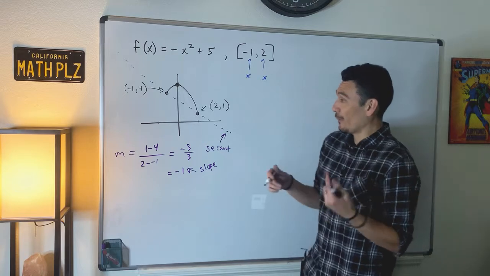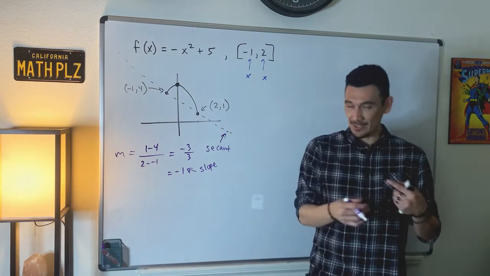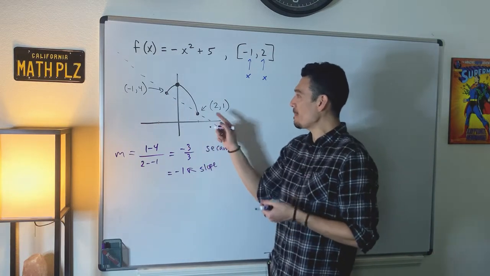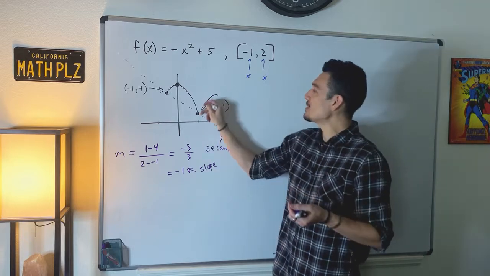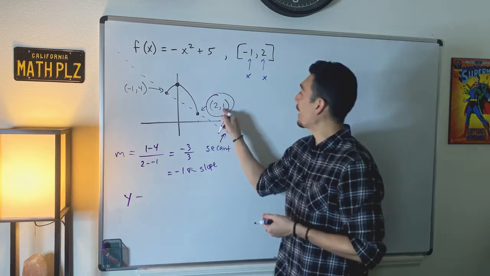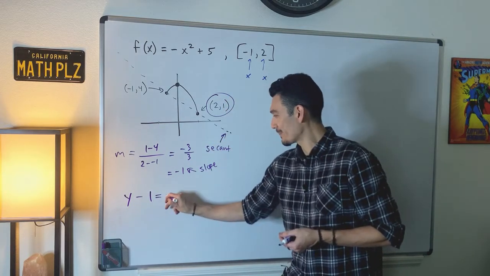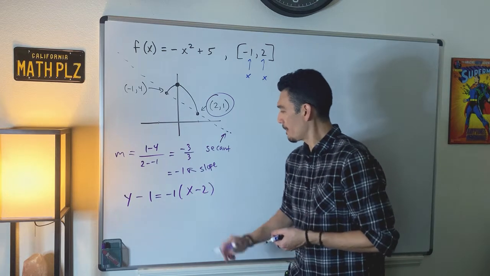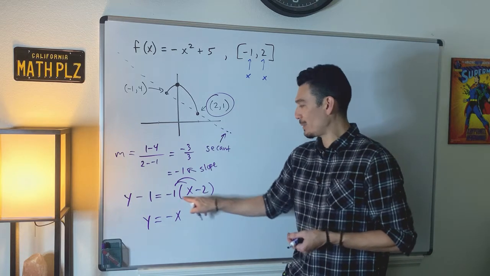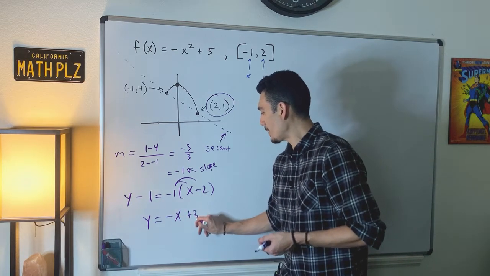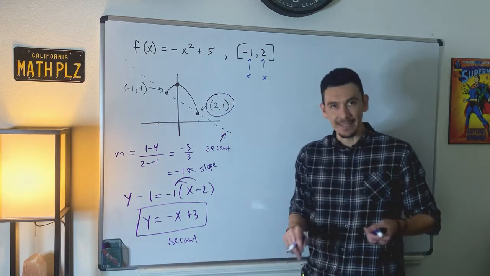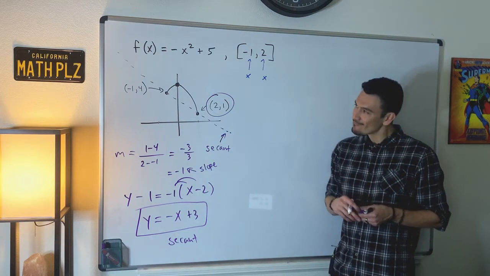Now I need a point. If I want to write the equation of a line, I need a point and I need a slope. This is my slope. Now I need a point. Well, I have 2 points to choose from. Pick either point, it doesn't matter. Suppose you select this one. Let's go point slope: y minus y1 equals m times x minus x1. If you want to distribute and simplify, you would get -x plus 2 plus 1. So this here is your secant line. That takes care of that.